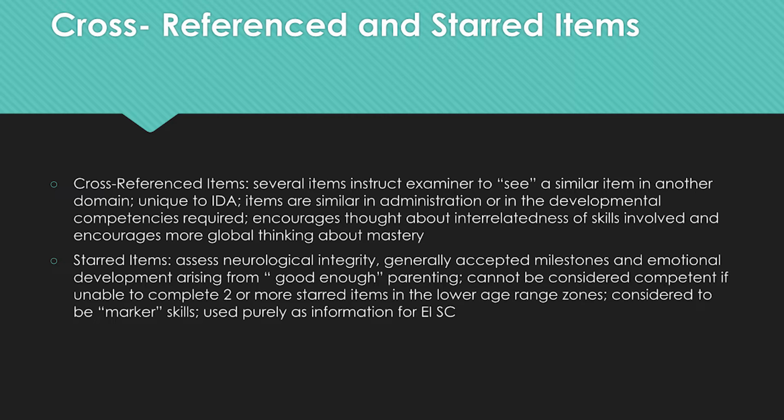So for example, item 18 says string small beads, and in parentheses it says, and that's a fine motor skill, and in parentheses it says RI 20. So if you refer over to relationship to inanimate objects 20, it is understanding how to string beads. So if a child actually strings the beads, then we could intuitively give them credit for understanding how to do that. So it saves you a little bit of time.